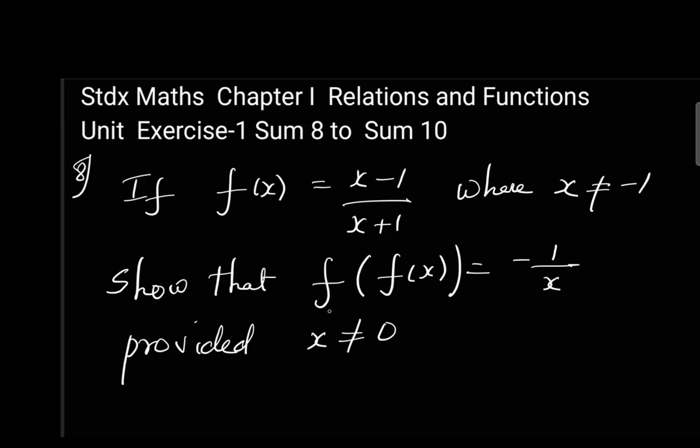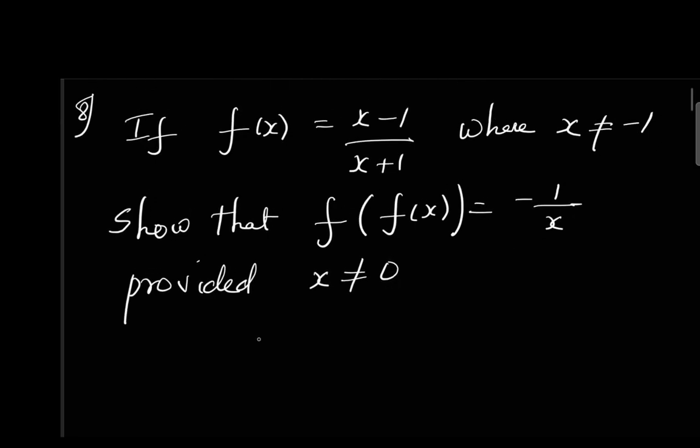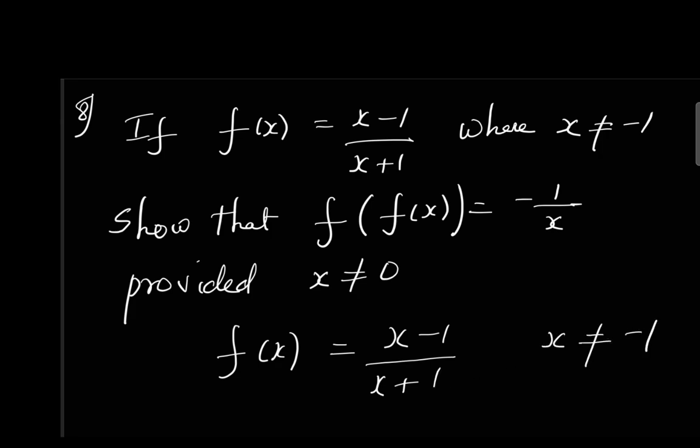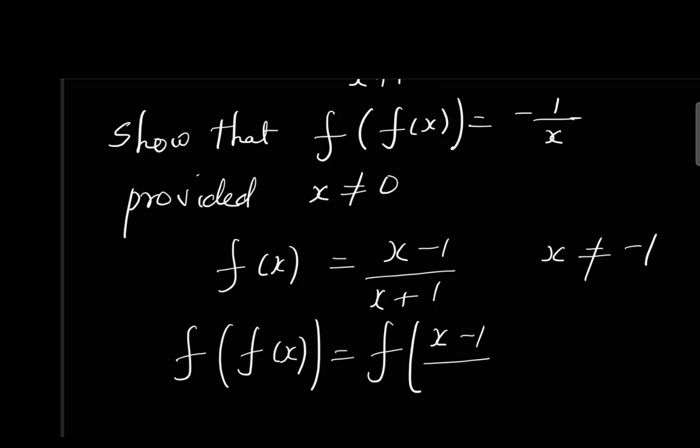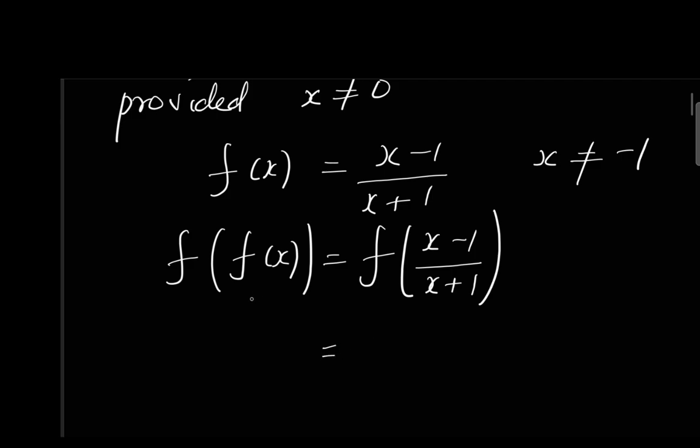You have to show that f(f(x)) = −1/x, where x is not equal to 0. First let me take f(x). This is (x − 1)/(x + 1) for x not equal to −1. So now next, find f(f(x)). So f(x) is (x − 1)/(x + 1), so we just replaced x with this term.